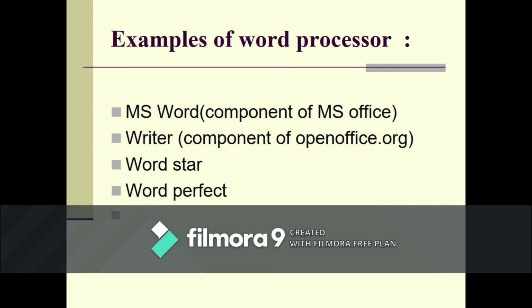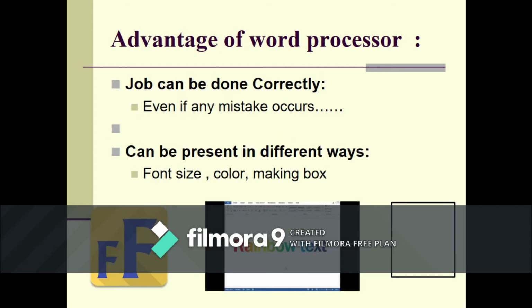Here are some examples of word processor software. MS Word, which is a component of MS Office, Writer, which is a component of OpenOffice.org, WordStar, WordPerfect. These are some word processor software. Besides these, there are many more softwares which can be used as word processors.